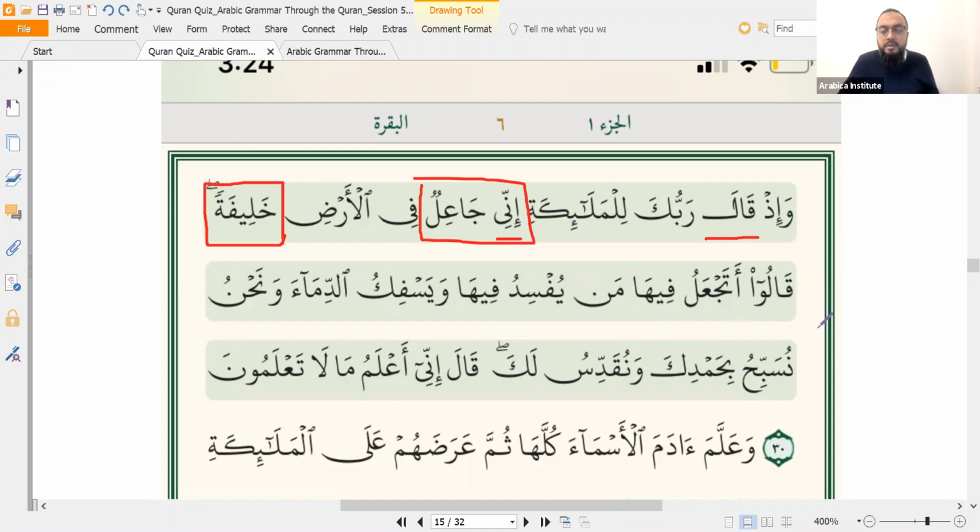Let's use a simpler verbal noun now. So if I say we did like eating of food. Your eating of the food. Okay. So we say I like eating of food. We did it as an idafa.